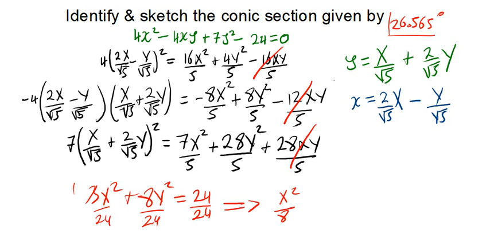Then have I done the right thing? Yes, it's 8. Then 8 into 8 is 1. Then 8 into 24 is a 3. So that would be plus y² divided by 3. This is equal to 1. And there we have it. This is the standard equation of an ellipse.